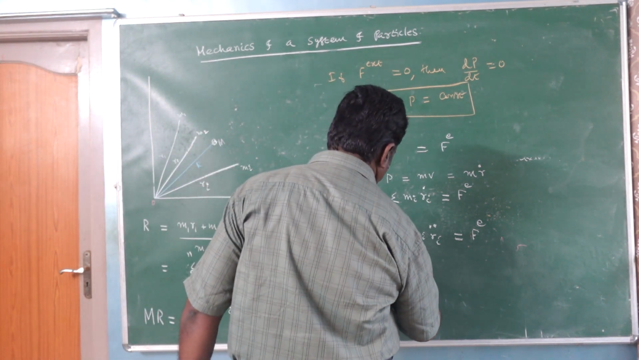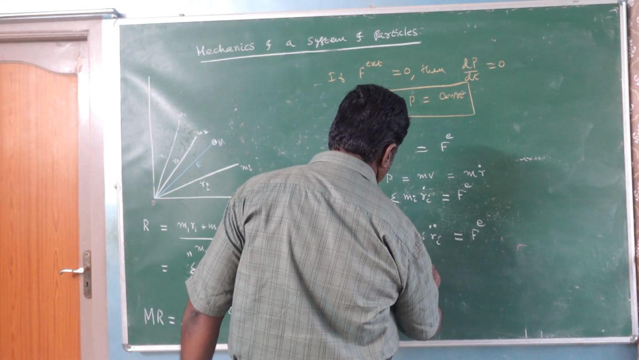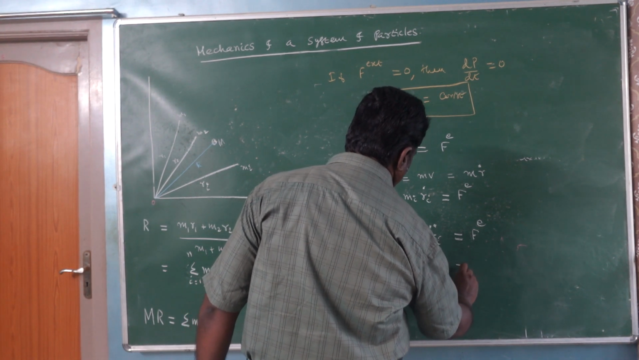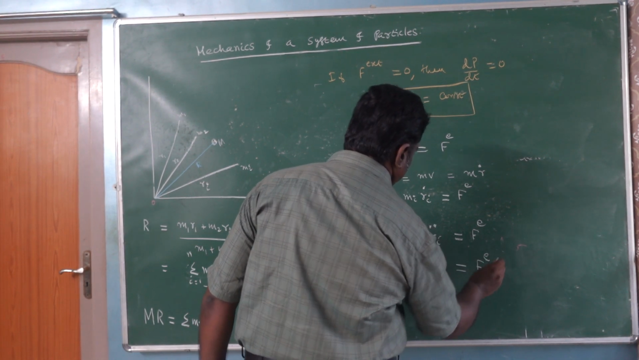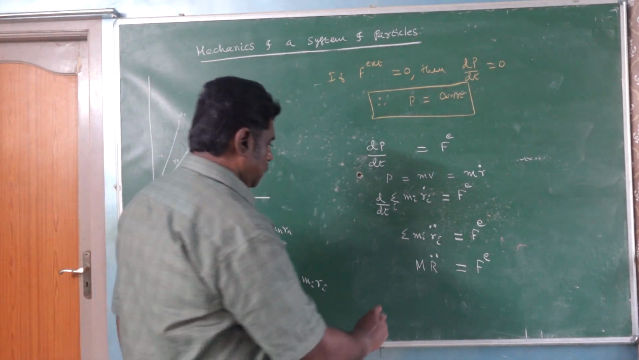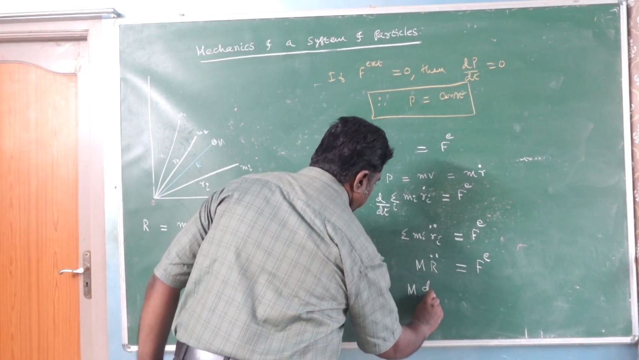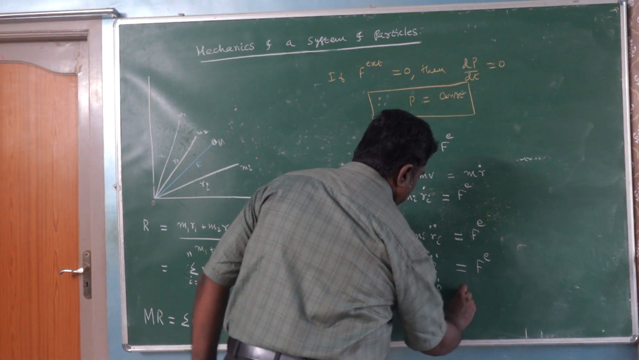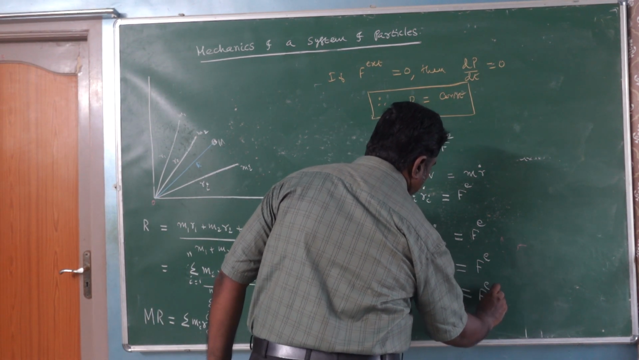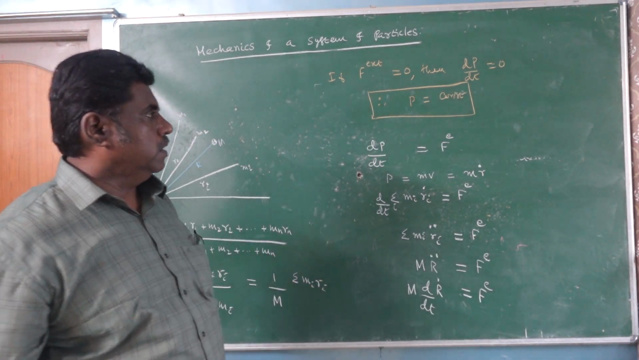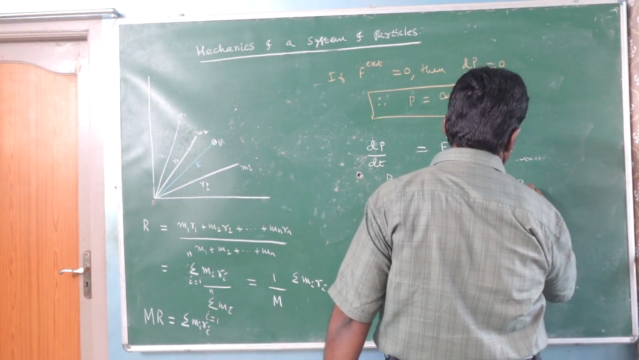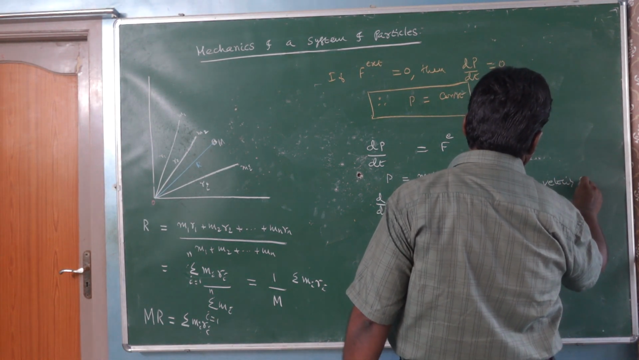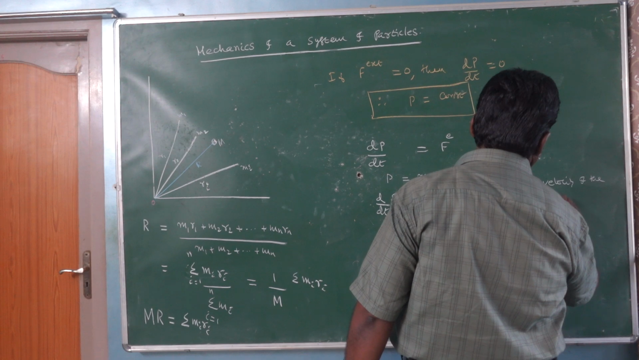Now we can write M into R double dot is equal to Fe. This M into d by dt of R single dot equal to Fe, where R single dot equal to velocity of the center of mass.